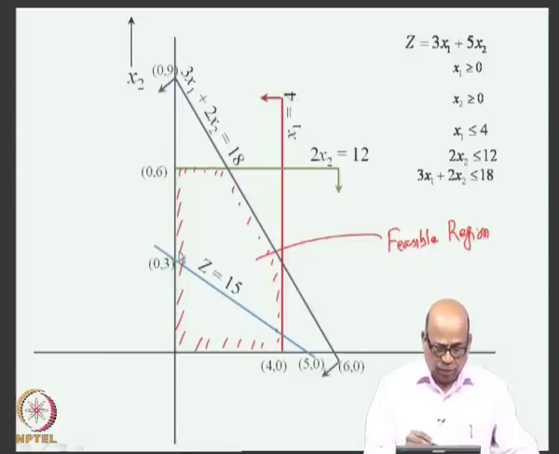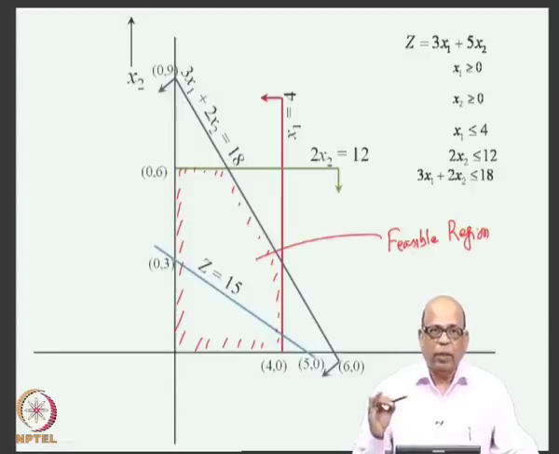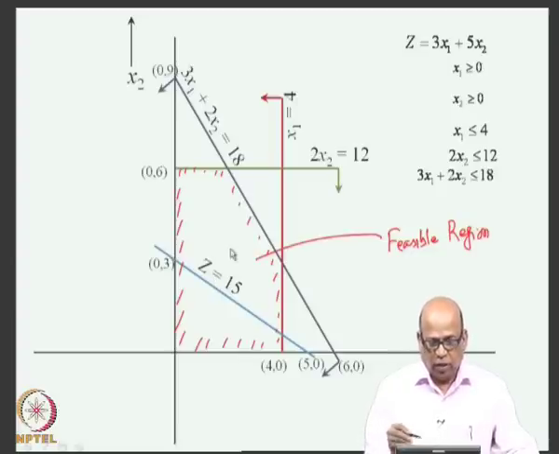Now, on the line z is equal to 15, there are several points which are lying within the feasible region, and all of these points correspond to a value of z is equal to 15. What is your objective? Your objective is to increase z to the best extent possible. You want the maximum value of z. So, let us say z is equal to 15, I go to z is equal to let us say 18 or 21 and so on. So, I get another line.